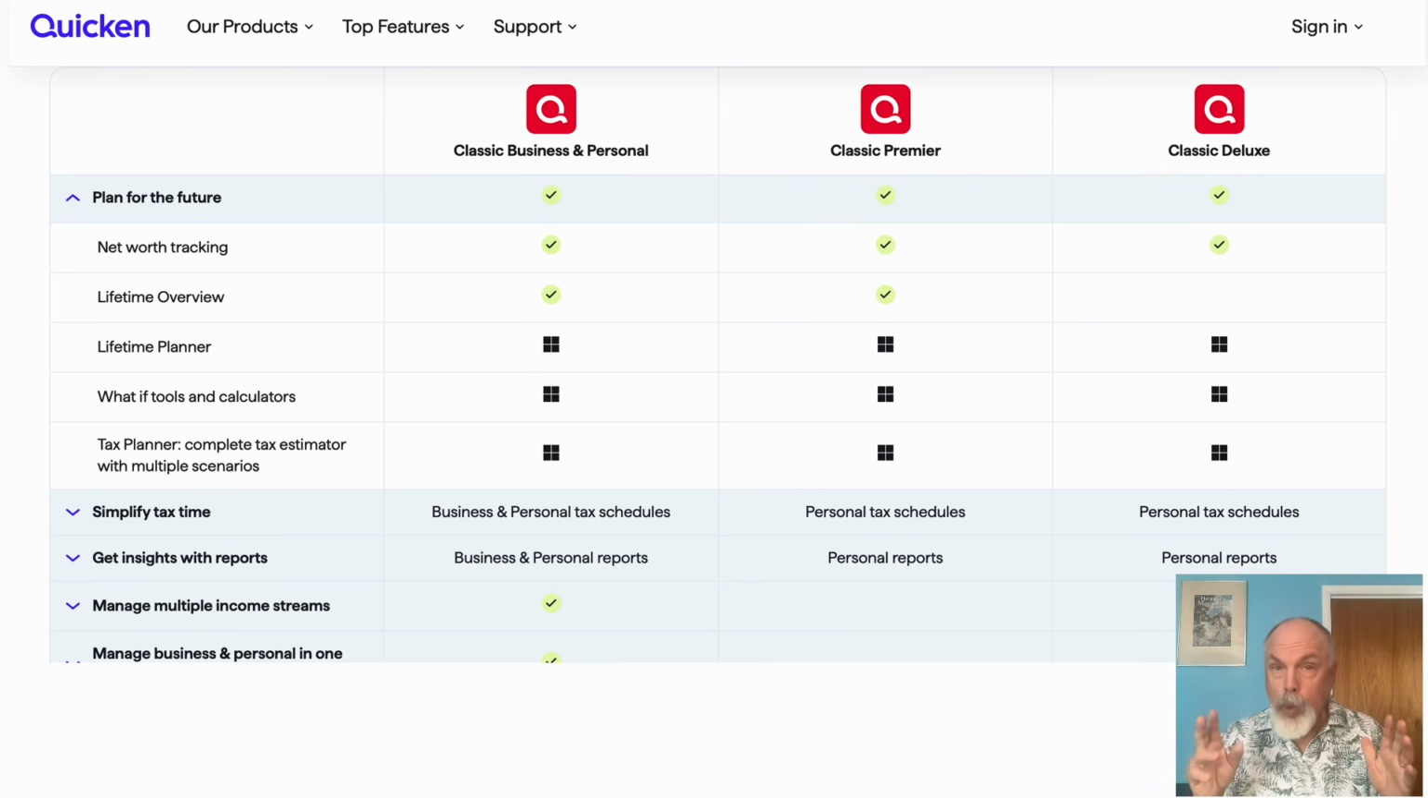And meanwhile, Quicken.com shows you this. Windows users of Quicken Classic Premium or Deluxe level already have some features that start to rival Boldin, with a lifetime planner, what-if tools, and tax planners. Unfortunately, I'm on a Mac, and so I don't have access to these levels. Comment below if you have the Windows version of Quicken and have compared these to what Boldin can do.